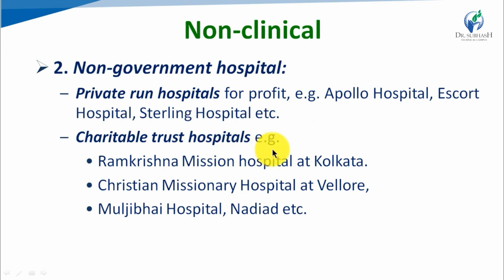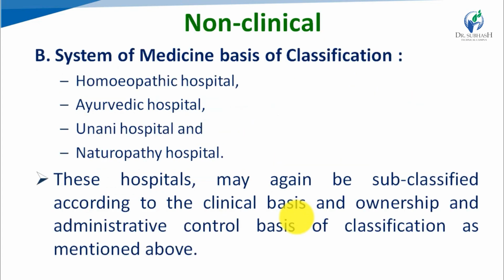Then charitable trust hospitals. Some hospitals are run not for profit. They are charitable trust hospitals. For example, Ramakrishna Mission Hospital at Kolkata, Christian Missionary Hospital at Vellore, and Muljibhai Hospital, Nadiad. These are some examples of charitable trust hospitals. They do operations or surgery at very cheap cost. Here profit is not the center. So on the basis of non-government hospitals, we can divide them into private run hospitals as well as charitable trust hospitals.